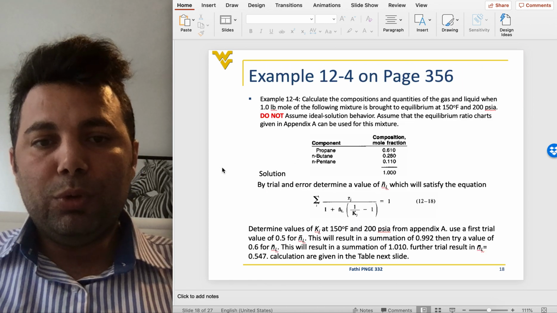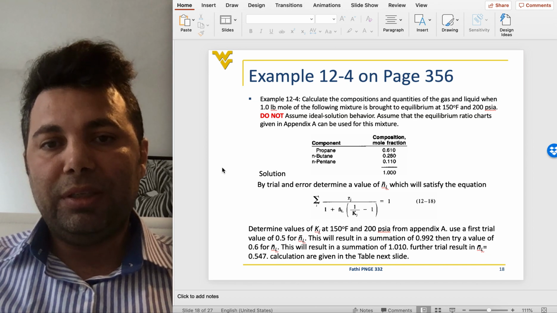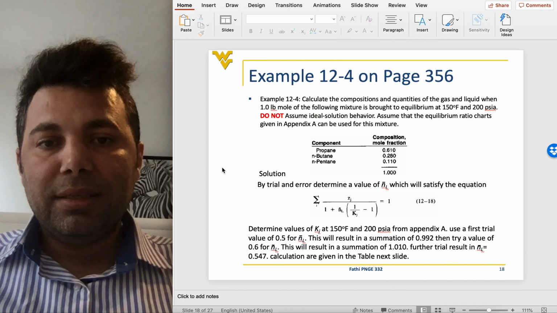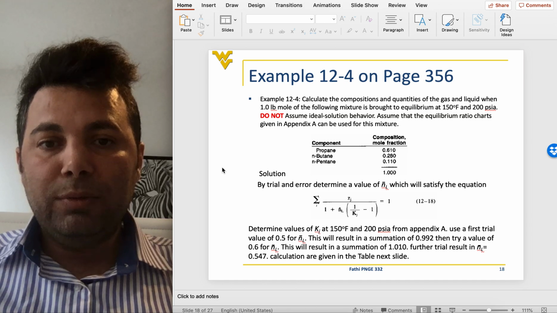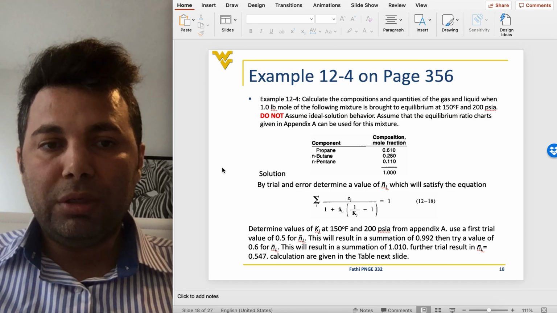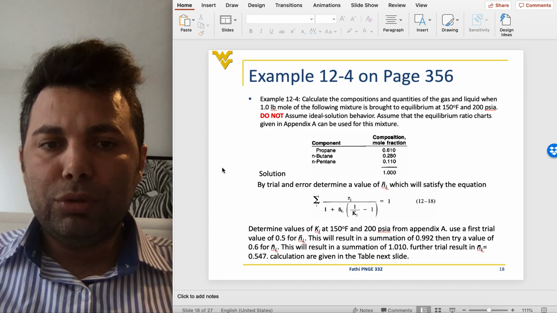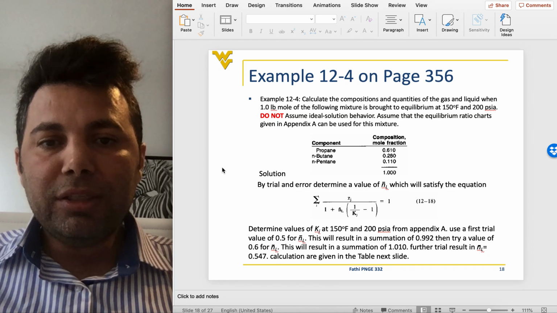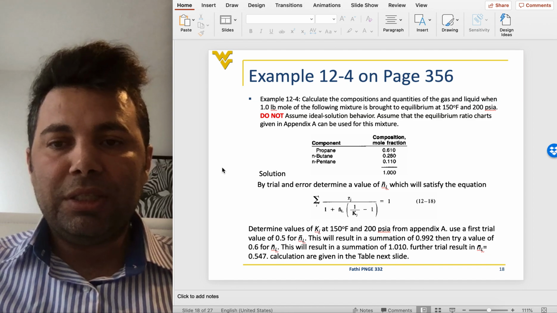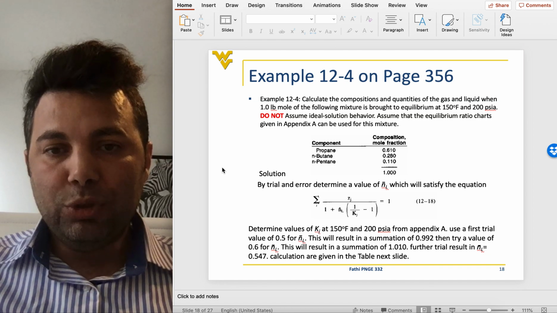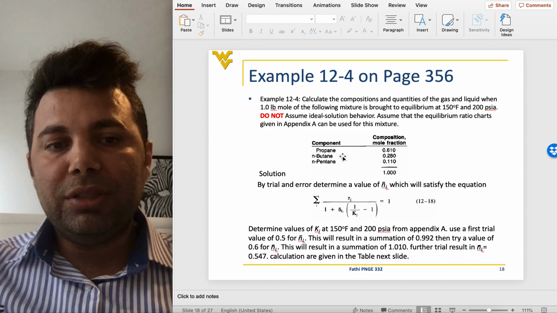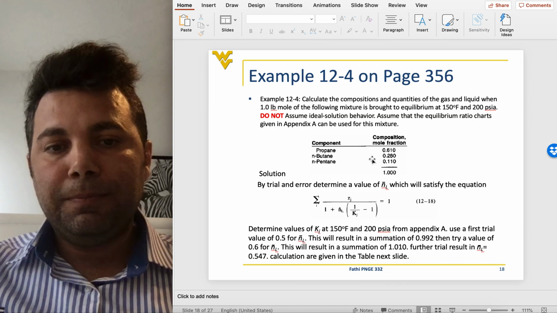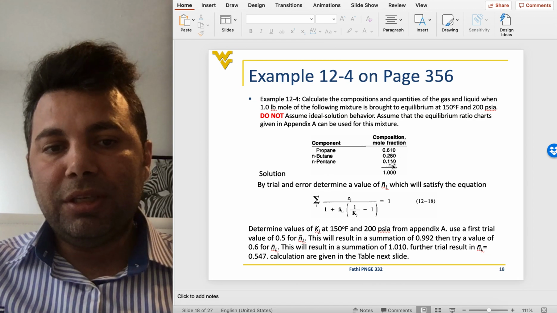So example 12.4. This might be very similar to your final exam open book question. It says, calculate the compositions and quantities of the gas and liquid when 1 pound mole of the following mixture is brought to equilibrium at 150 degrees Fahrenheit and 200 psi. Do not assume ideal solution. So you don't assume ideal solution except if the question tells you it's an ideal solution. If it doesn't say anything, you must assume it's a real solution. So again, the mixture is given: propane, butane and pentane.